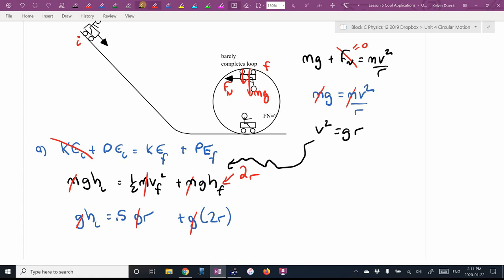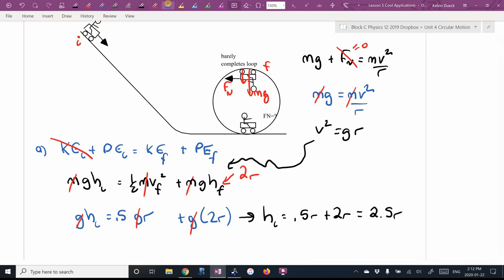So I end up with this. My initial height is equal to 0.5r plus 2r. Thomas, put your calculator away. What's 0.5r plus 2r in your head? Gather like terms. 0.5 plus 2. Kedra, help him out and give him a bit of a stink eye. 2.5r.